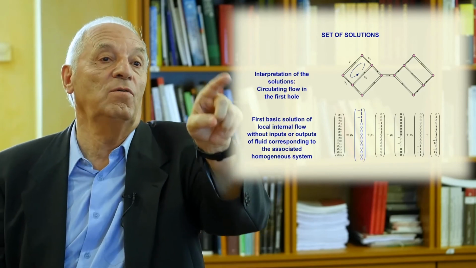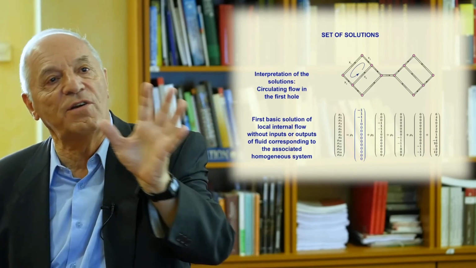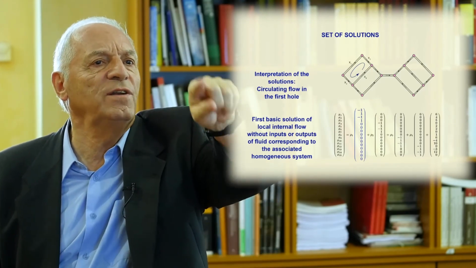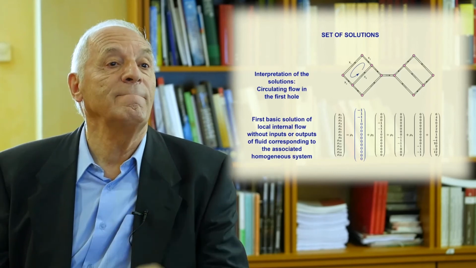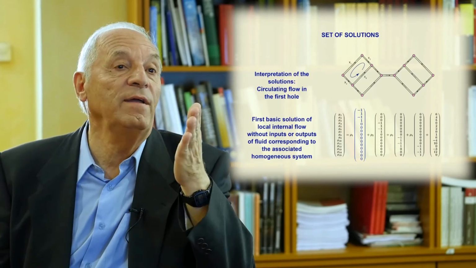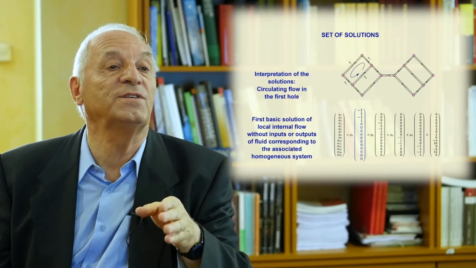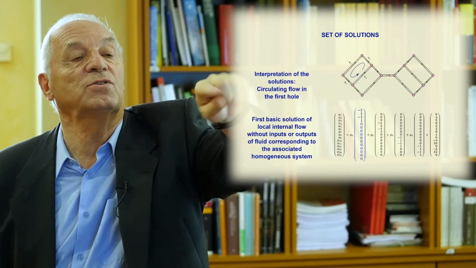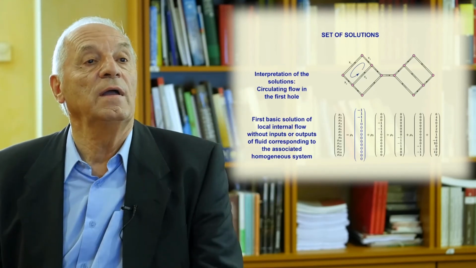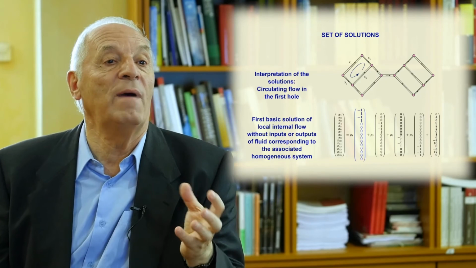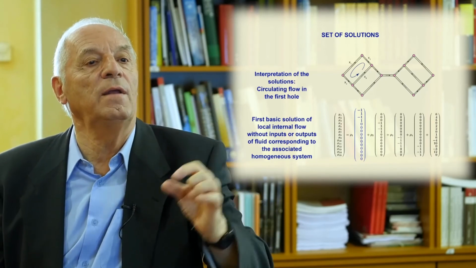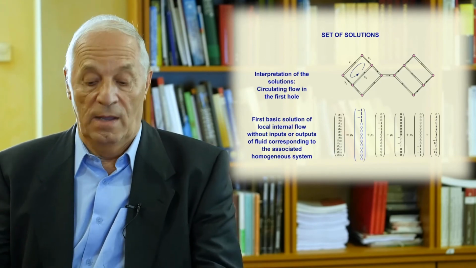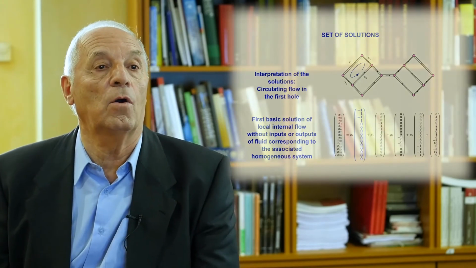I can consider the first hole. I can consider that there is no flow in the rest, there is no flow entering or exiting the network, but it's only circulating in that hole. And then I write this vector, in which I assume that the circulating flow is unit, and depending on the directions of the flows and the rotation, this can be +1 or -1, and then the remaining unknowns should be 0. So the first column can be easily obtained, and the same with other holes.